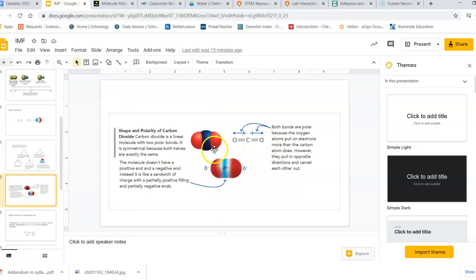Okay, let's look at carbon dioxide. So here's carbon dioxide. You have carbon, which is weaker than oxygen. However, just like the example I gave before, the oxygen is pulling this way, the other oxygen is pulling this way. The vectors cancel out, so overall the molecule is nonpolar. There's not a positive pole and a negative pole, right? They're pulling in opposite directions.